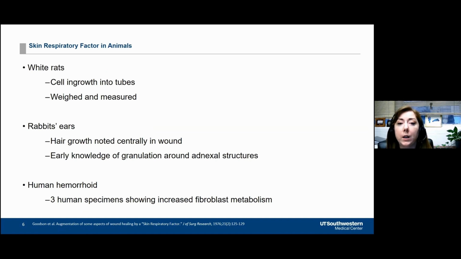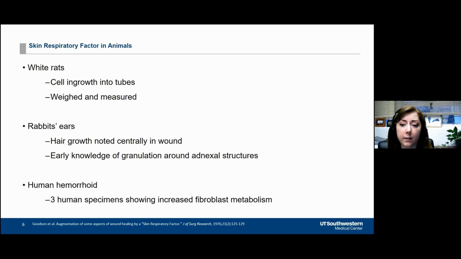Basically, what was done for this study was a few different steps of animal studies and going into a clinical study, which is typically how things work. First, they did a surgery on white rats where they created basically a wounding area. They inserted a tube for the ingrowth of the cells to be collected. And while that cell ingrowth happened, they pulled the tubes off, weighed and measured it, and were able to see that there was an increase in the fibroblasts.